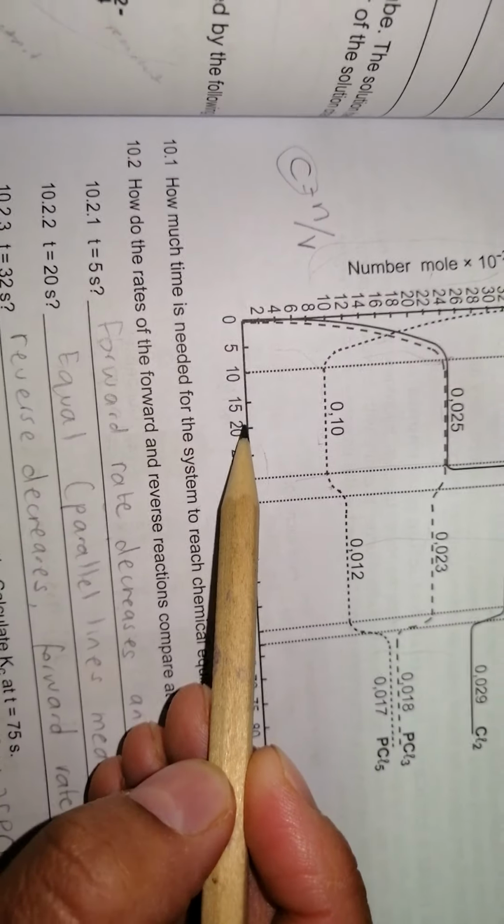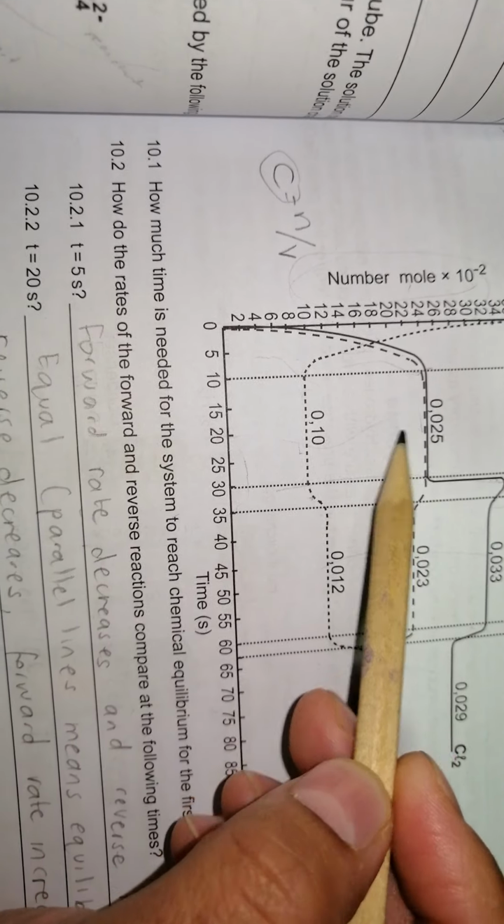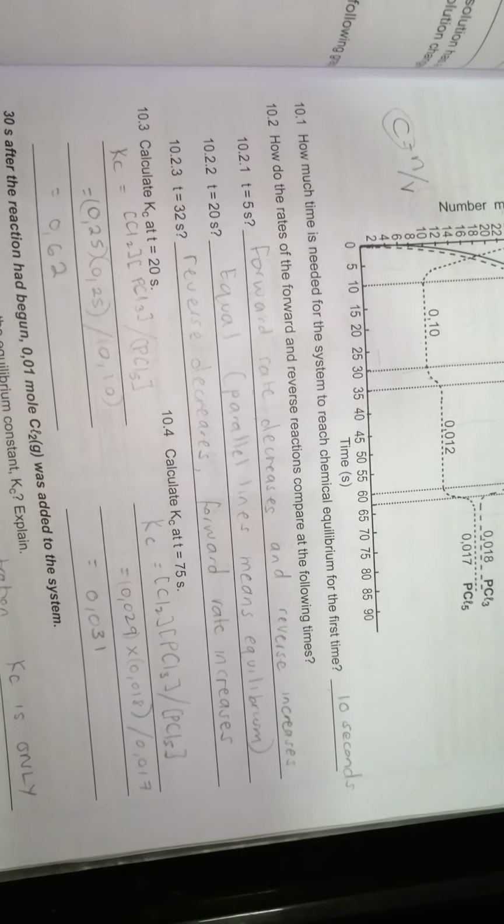Right, next one. At time equals 20 seconds. Now, if you look at the graph at 20 seconds, can you see that it's equilibrium? And at equilibrium, the forward reaction rate and the reverse reaction rate are equal. They are both the same.